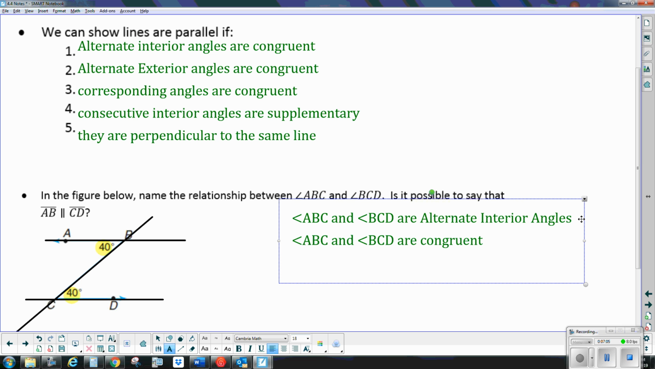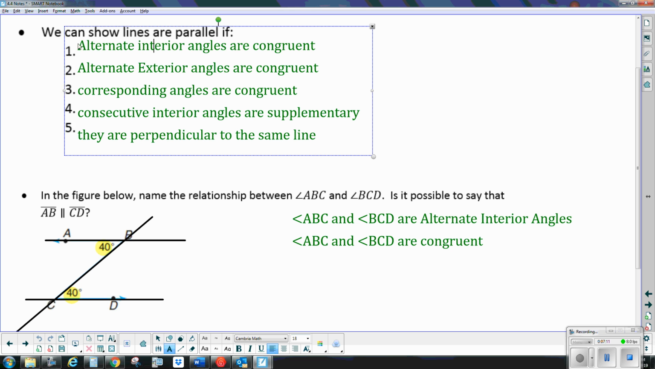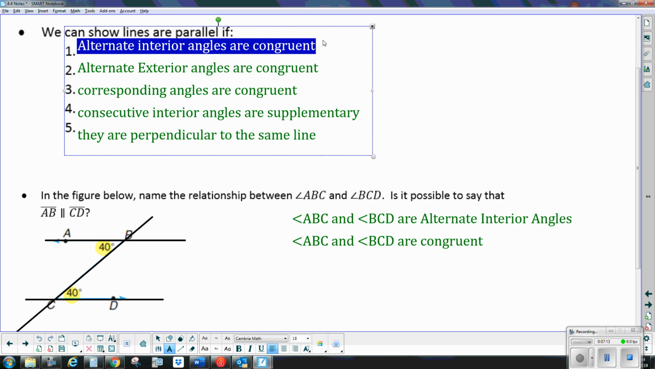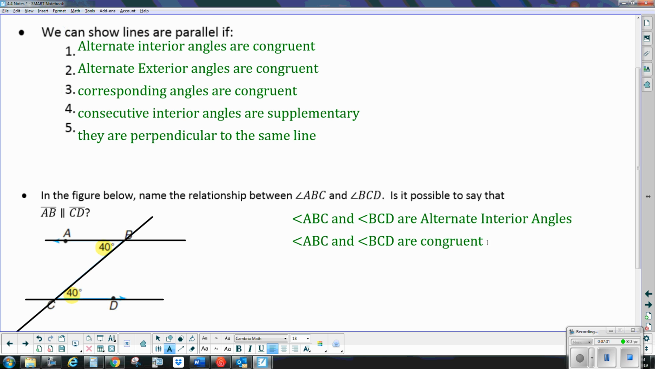So now that I know they're alternate interior angles and they're congruent, this is my first bullet here, my first converse statement that we looked at when we made our list. And if we can show that alternate interior angles are congruent, then the lines are parallel. So the next question is, is it possible to say that AB is parallel to CD? And the answer is yes.